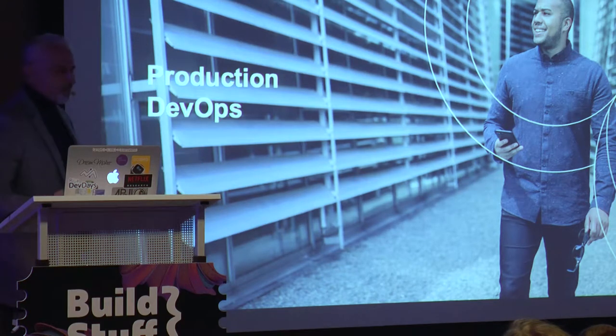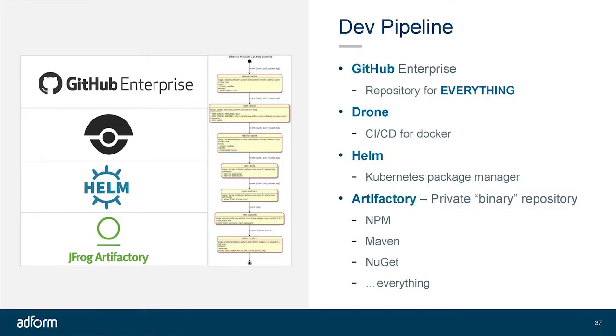So the first thing we've implemented is a really nice development pipeline. We use GitHub Enterprise, where we store everything. Where we hope we will always store everything, or hope in the future we will store everything. We have a few things in other repositories, but that would be the nice place.